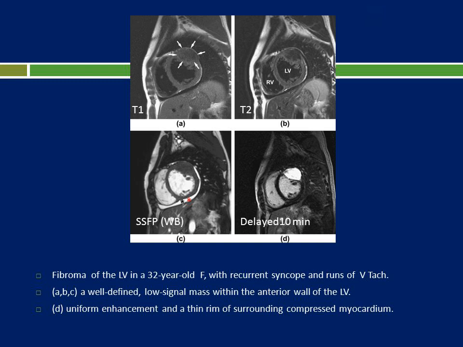Fibroma of the LV in a 32-year-old female with recurrent syncope and runs of VTAC. A, B, C. A well-defined, low-signal mass within the anterior wall of the LV. D. Uniform enhancement and a thin rim of surrounding compressed myocardium.